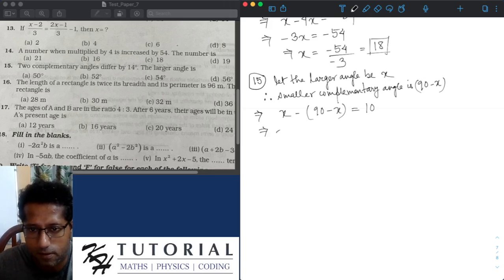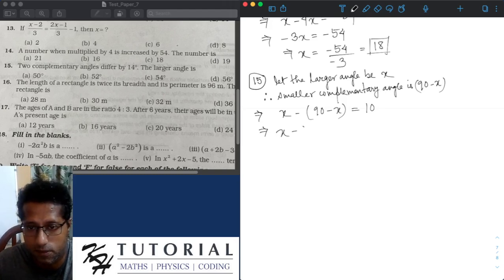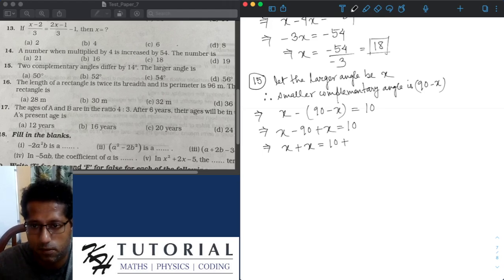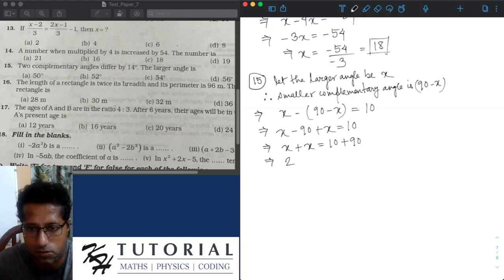Now when we open the bracket, we see there is a negative sign in front of it, so the sign of its terms will change. So this will become x minus 90 plus x equals 10. Now we will bring all constant terms to the right hand side, and this becomes x plus x equals 10 plus 90. After further simplification, x plus x is 2x and 10 plus 90 is 100. So we got 2x equals 100. This implies x equals 100 by 2.